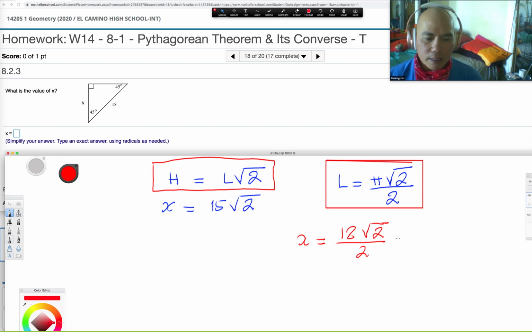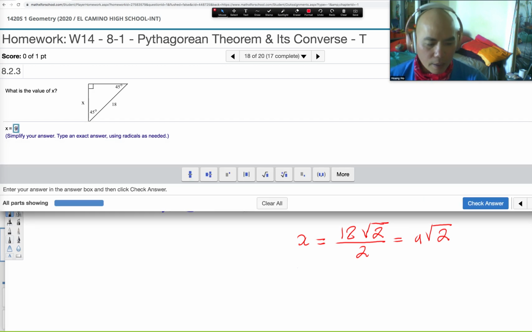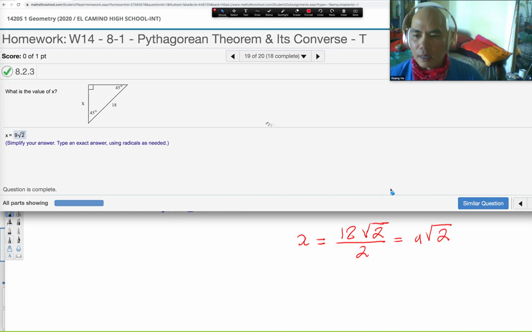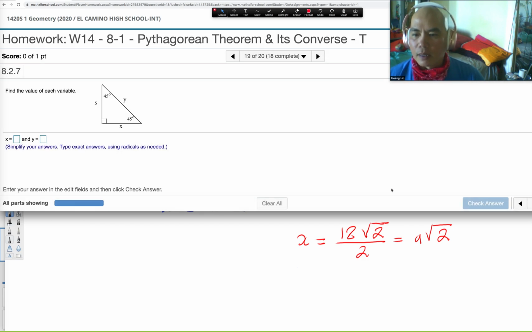All right. So simplify, it comes out 9 square root of 2. And they want the exact answer. So I enter 9 square root of 2. That's it. 9 square root of 2, and I'm done. Okay. Next question.